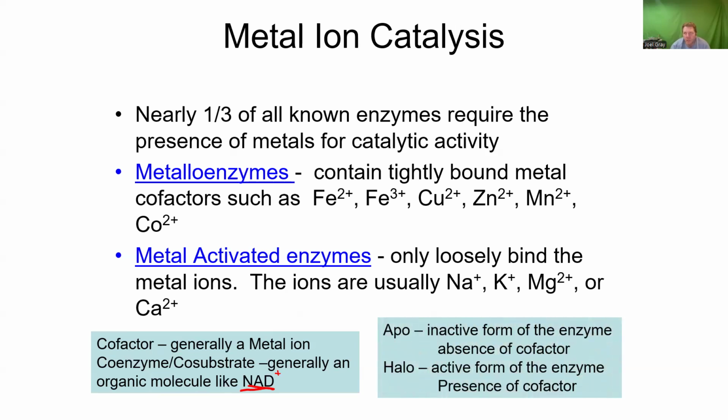Now, when we talk about metal ions, we use these two different terms, apo and holo. An apoenzyme is an inactive form of an enzyme in the absence of its cofactor. A holoenzyme is the active form of the enzyme and has that cofactor or that metal ion present.